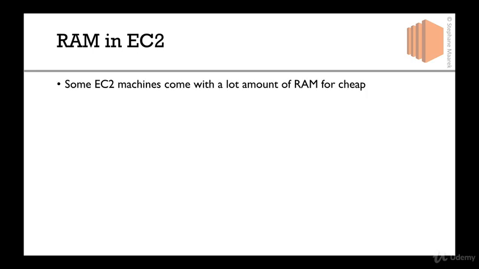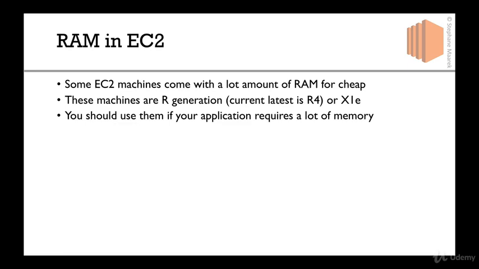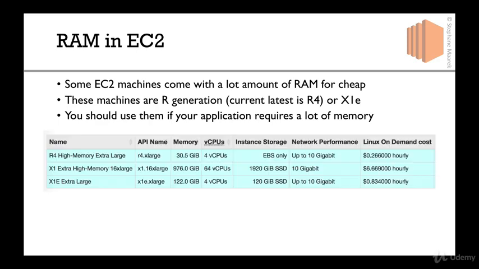Now in EC2, what does RAM look like? Some EC2 machines come with a large amount of RAM for cheap, and they're called the R generation. So at the time of recording, it's R4. Or if you have a lot of money, there's X1E. You should use them only if your application requires a lot of memory, and we've seen use cases where an application requires memory and where it doesn't.